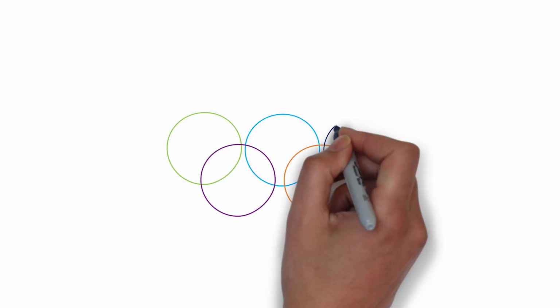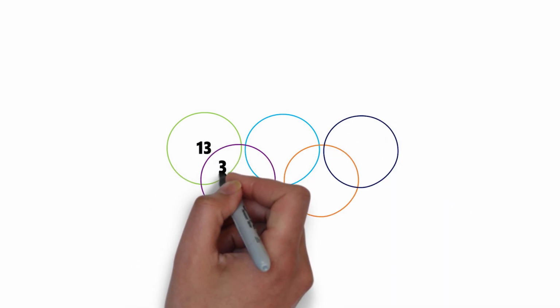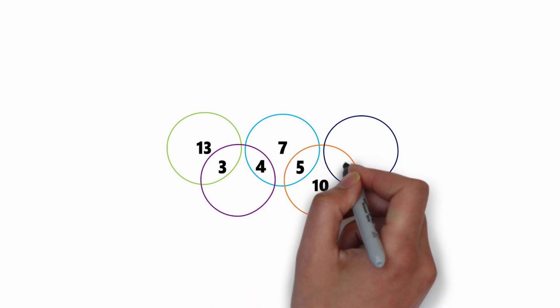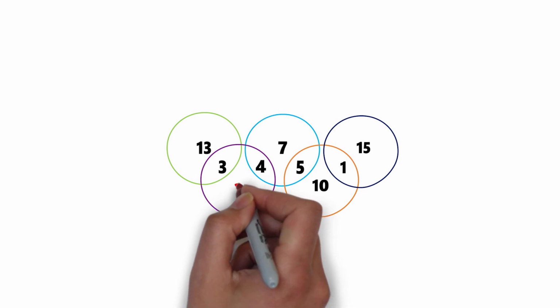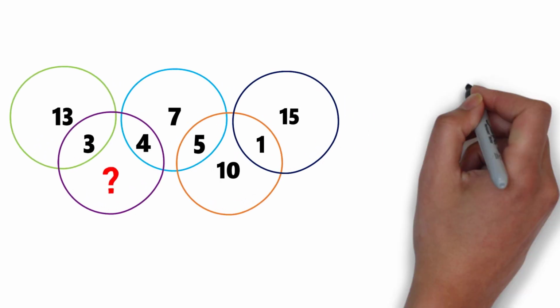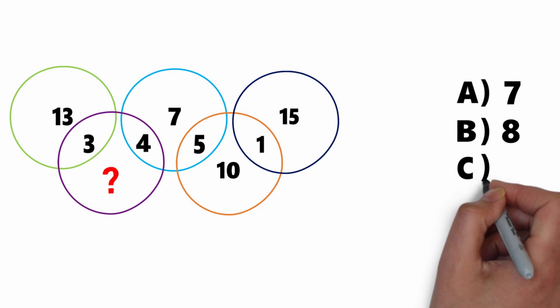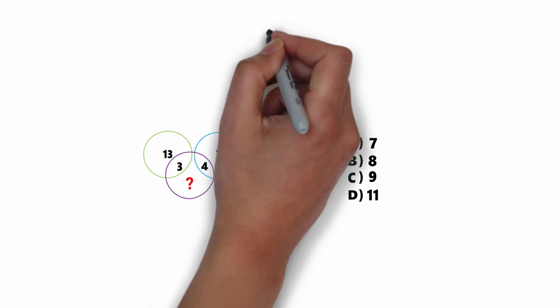In this particular case, you're presented with 5 different circles, all of them different colors, and the numbers that you see on the screen are 13, 3, 4, 7, 5, 10, 1, and 15. There is also one number missing, which is highlighted with the question mark. You need to calculate the missing number, and the choices are choice A, 7, choice B, 8, choice C, 9, and choice D, 11. Give yourself a few seconds, maybe 10 to 15 seconds.